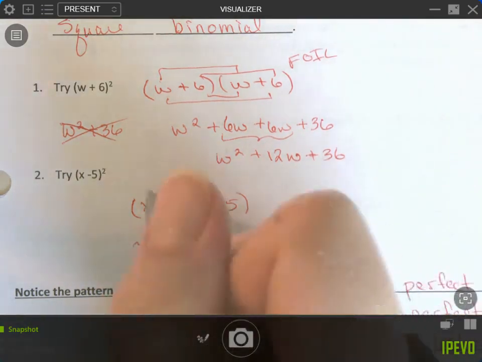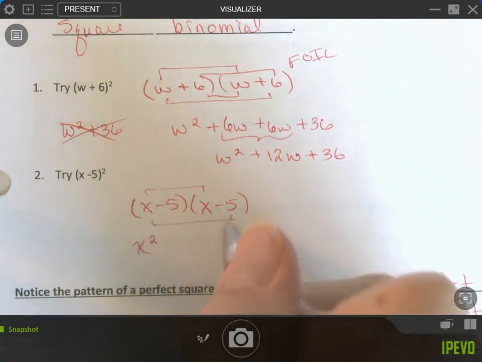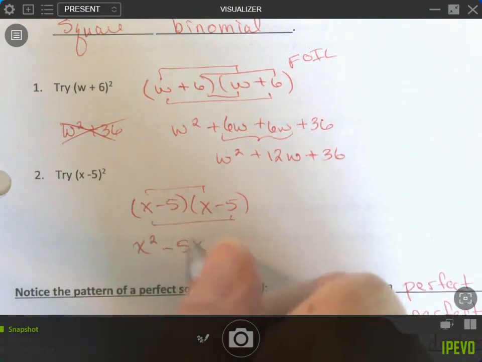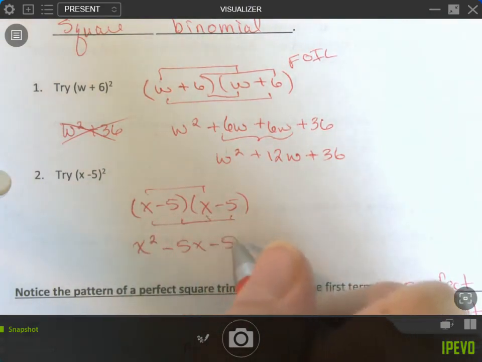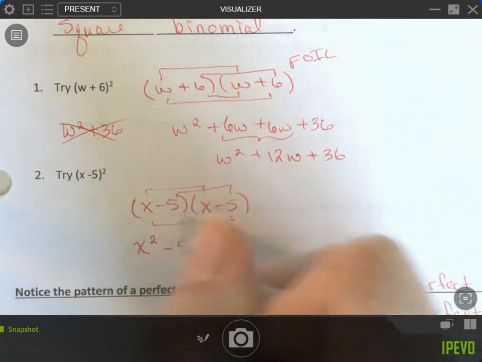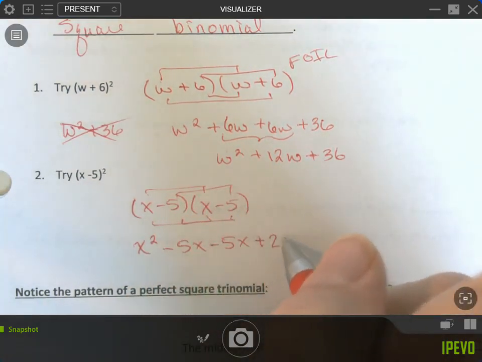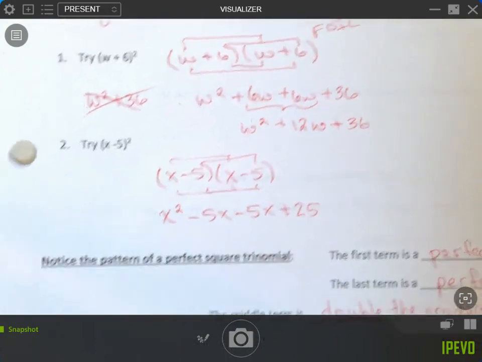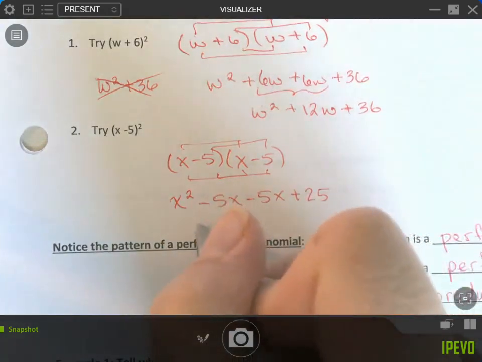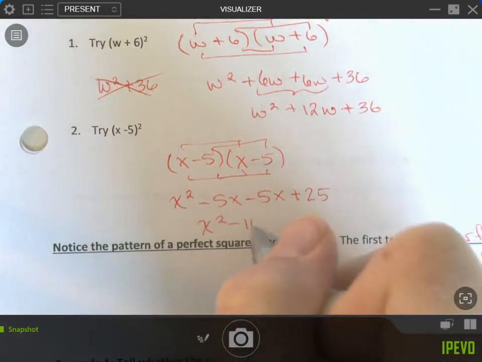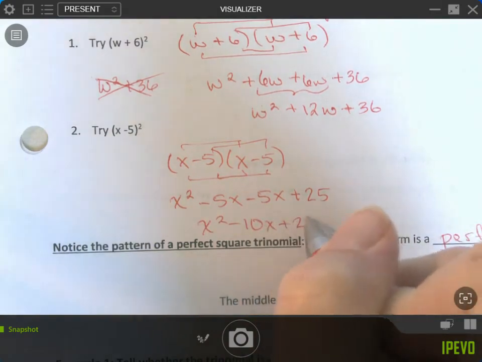Sure. So first is x squared. The outside is negative 5x. The inside is negative 5x. And last, negative times negative is going to be a positive 25. So you should have those 4 pieces, and then you're going to add like terms. So we get x squared minus 10x plus 25.